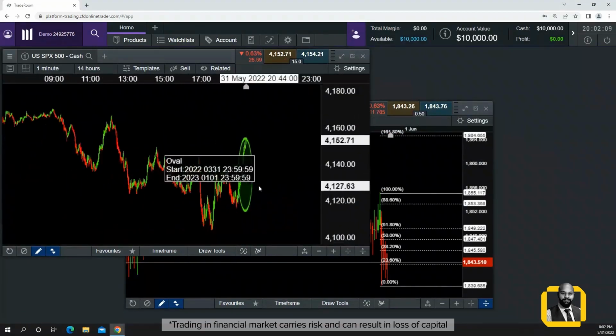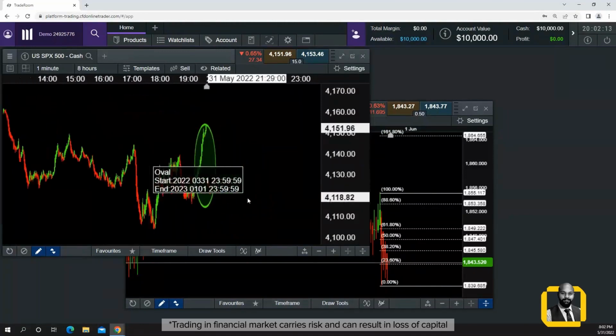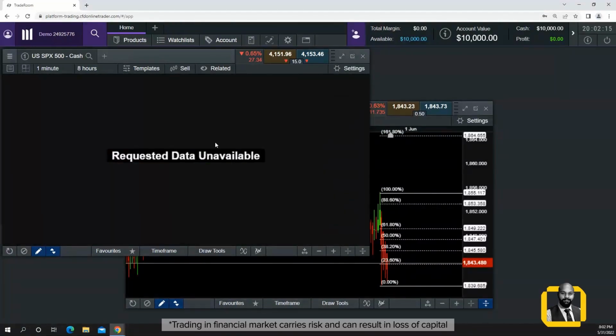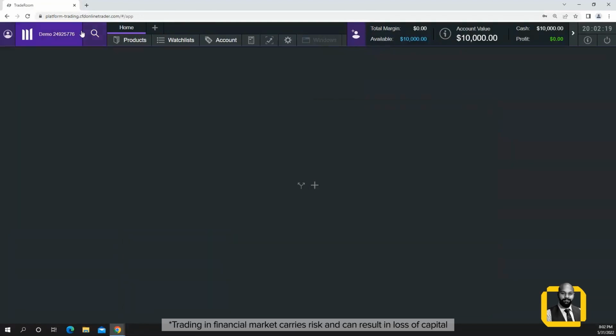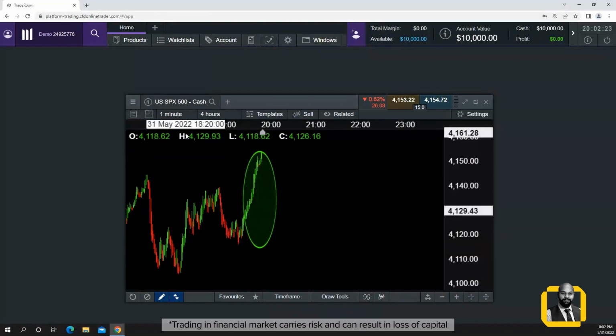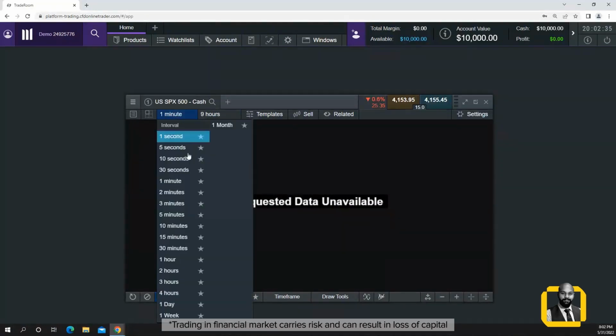While you're buying the market, you'll always look at the drop in the market to buy. Sorry, I think there is some glitch with the platform. I'll just try and open this. Sorry, when you're buying the market, you'll always look at dips in the market. While you're shorting the market, you'll always look at the rally in the market. So in this case, the market has rallied.